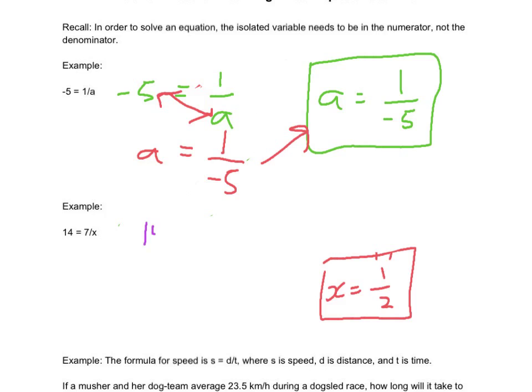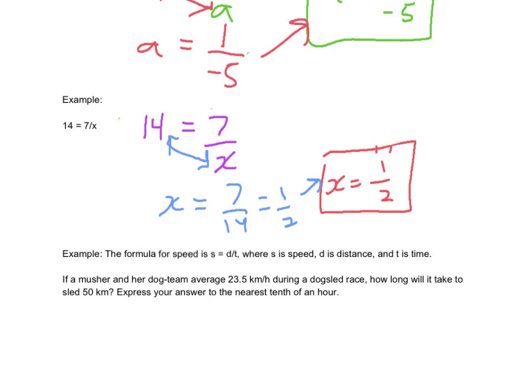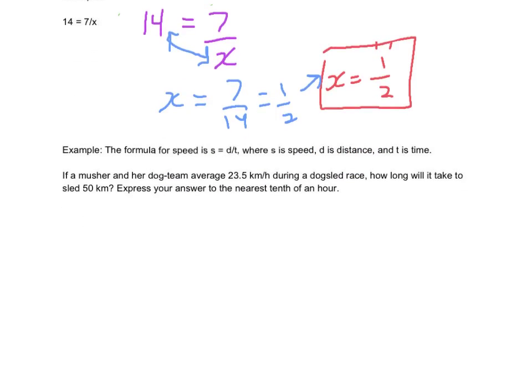Same thing down here. 14 is equal to 7 over x. Well, I'm going to see that and swap out the numerator on one side, the denominator on the other. So I've got now x is equal to 7 over 14, which simplifies to 1/2, which is what I had before. Okay, so you might be able to do that a little bit faster if you recognize that. But like I said, the other way will always work as well. So don't get confused by that if it didn't work for you.